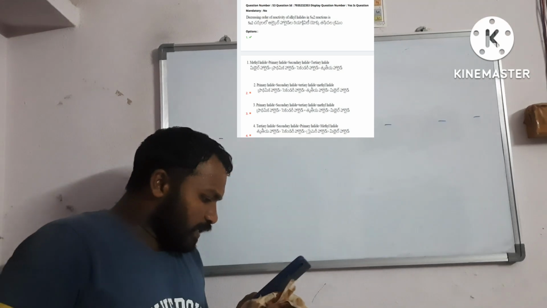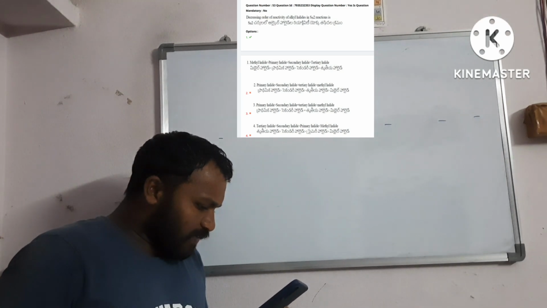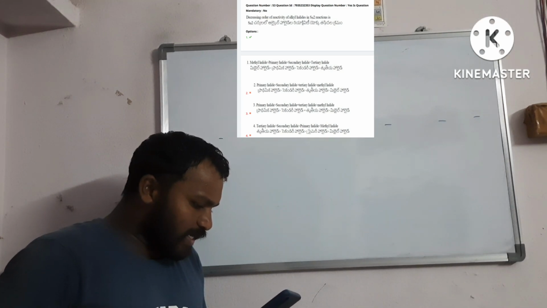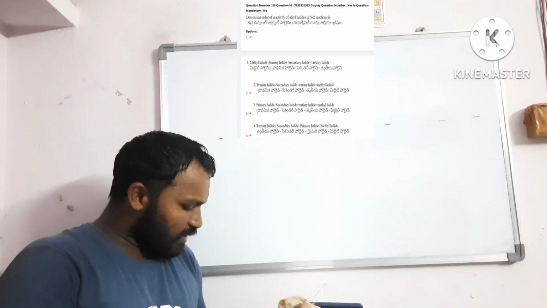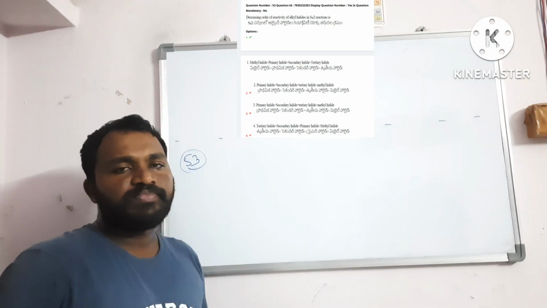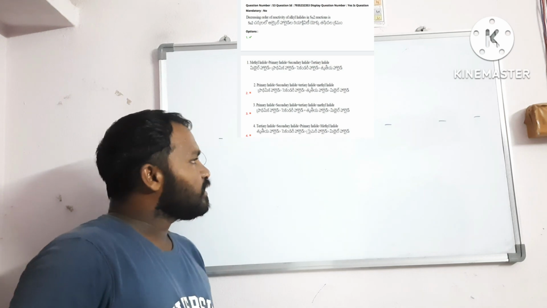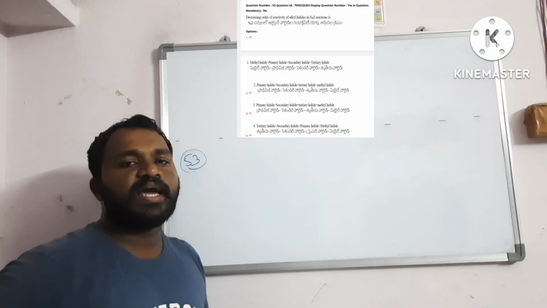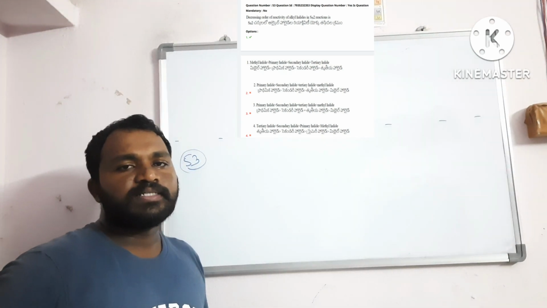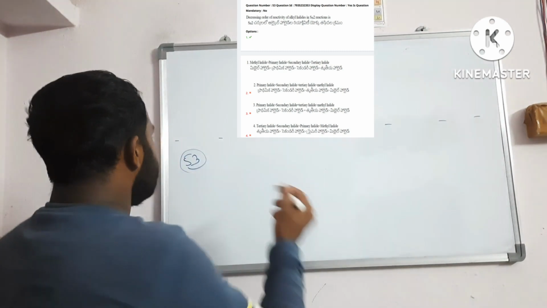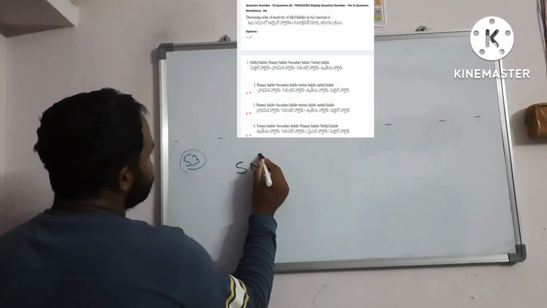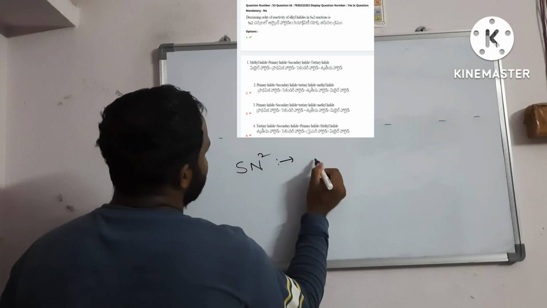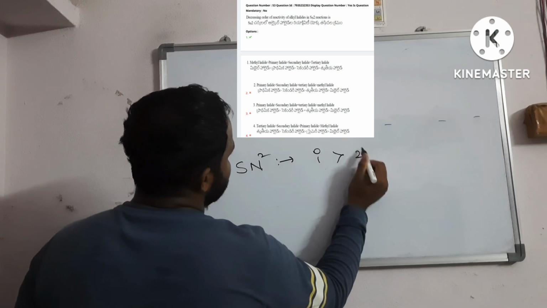What is that? Decreasing order of reactivity of alkyl halides in an SN2 reaction, right? Already we know that. What is the SN1 reaction? SN1 reaction is nothing but tertiary, right? Tertiary halides are more reactive than secondary, than primary. For SN2 it is simple. For the SN2 reaction, first primary, then secondary, then tertiary.